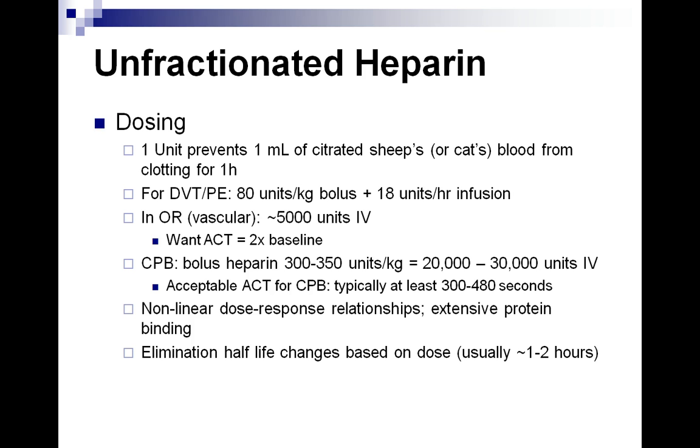In our anesthesia world, more commonly we'll see the vascular surgeons asking for heparin. Usually they'll ask for about 5,000 units. They're trying to get the ACT at about 2 times the baseline. On cardiopulmonary bypass, the dose of heparin is about 300 to 350 units per kilogram. So we're talking tens of thousands of units. And we're trying to get an ACT of about 300 to 480 seconds in order to go on cardiopulmonary bypass.